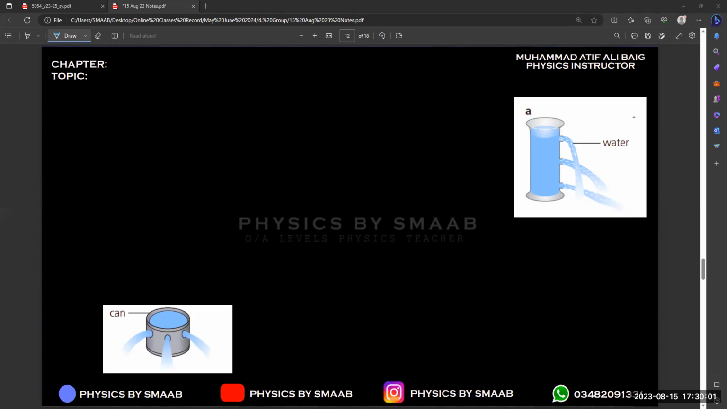Let's consider this diagram on the right hand side. What you observe is that there are three different openings, right? Water covers a longer distance at opening number one. Let's suppose this is opening one, two, three. At opening number one, water is covering a long distance, and at opening number three, water covers a very short distance.